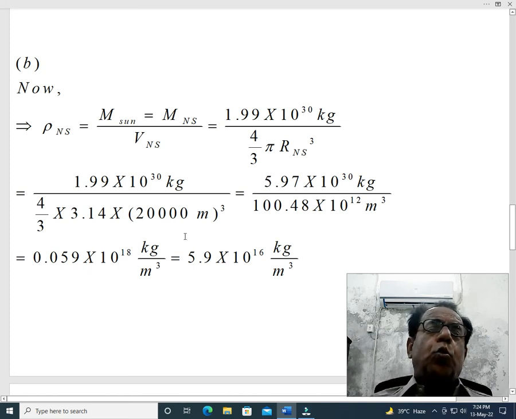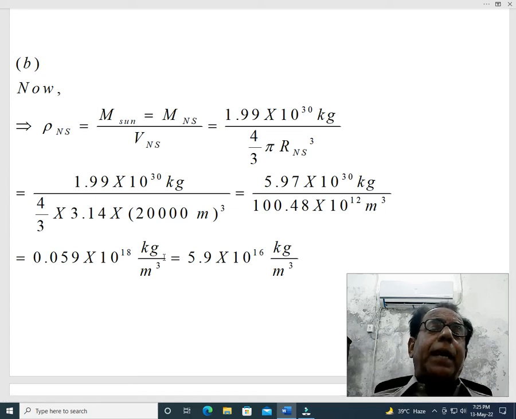So the density of the neutron star has become equal to 0.059 into 10 raised to the power 18 kilogram per meter cube. It can alternatively be written as 5.9 into 10 raised to the power 16 kilogram per meter cube. This is just a matter of discretion. We are not bound to do this. To this extent our solution is complete. That is to say, the density of the neutron star rho ns is equal to 0.059 into 10 raised to the power 18 kilogram per meter cube. To this extent our problem has been solved 100%.